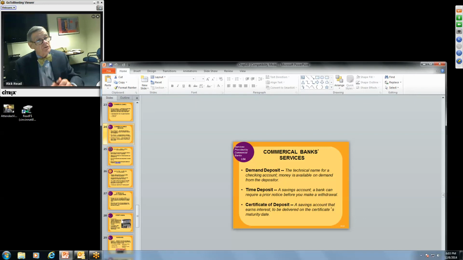Now these are the types of services that commercial banks offer: demand deposit, time deposit, and a certificate of deposit. Now, a demand deposit, like a checking account, the money's there, it's available, and you can go in and say, I want that money out, and you get it right away. A savings account is a little bit different. The bank can say to you, yeah, but before you take all this money out, we want you to tell us you want that money.